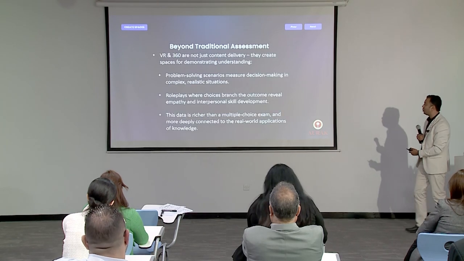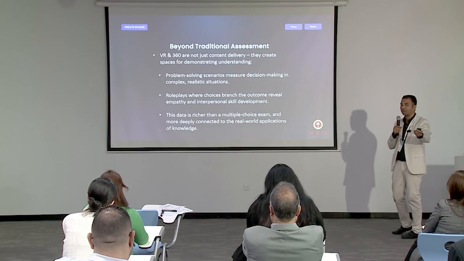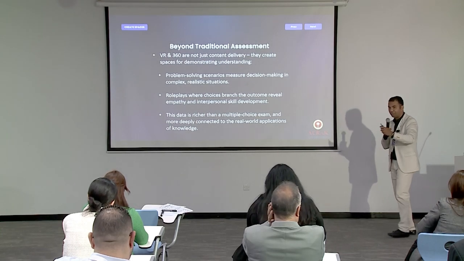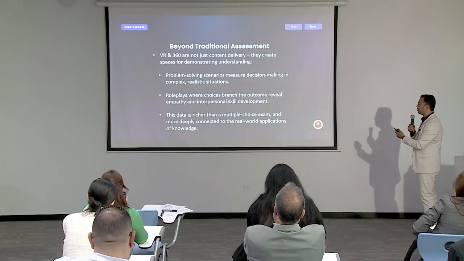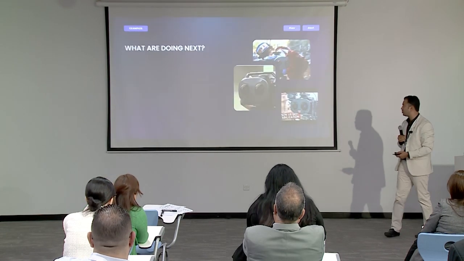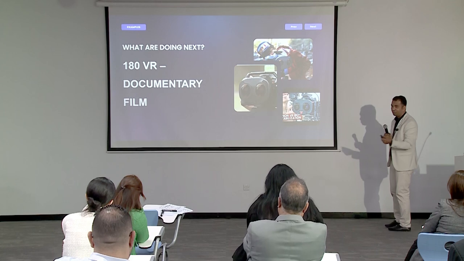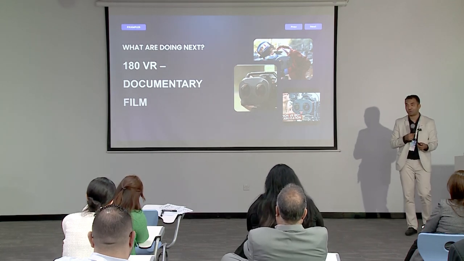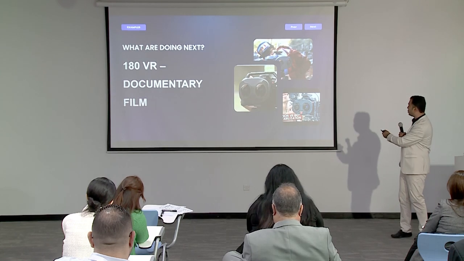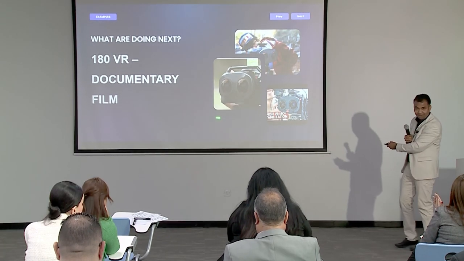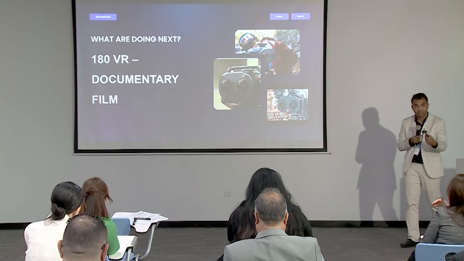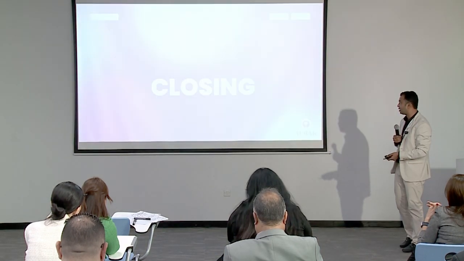So what we're trying to do here is that we're looking at the possibility of finding different aspects of this project. For example, we can apply it in role plays, we can apply it in problem-solving scenarios, as you just saw. What are we doing next? We are actually working on our next documentary. It's going to be a 180-degree VR, and we have an opportunity here because we are using this camera. It's by Canon. It's a fisheye lens, and it is a 180-degree VR camera. So we're working on our next documentary to be shot in 180-degree VR.